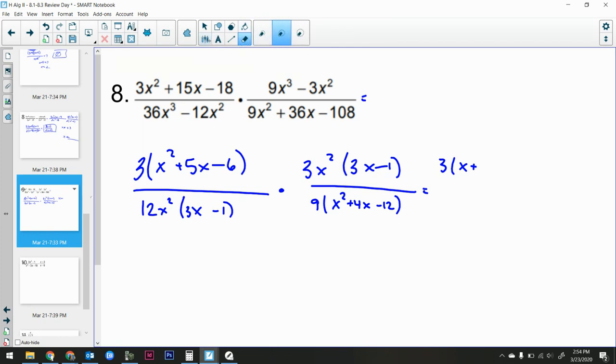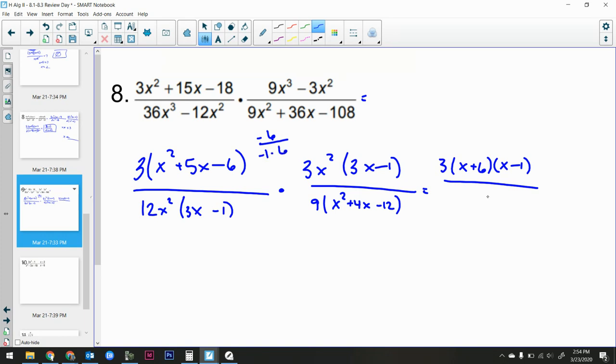Oops, it's not 2 and 3. It's an x plus 6, x minus 1. Yeah, watch out for that one. That was a 2 and a 3, because it's a negative 6. You're going to find factors in negative 6 that get to positive 5. So it's a negative 1 times 6.